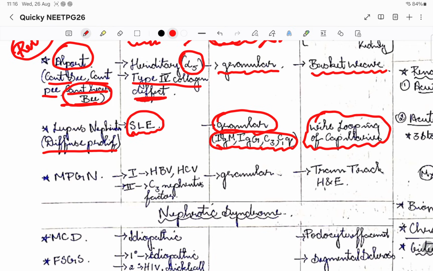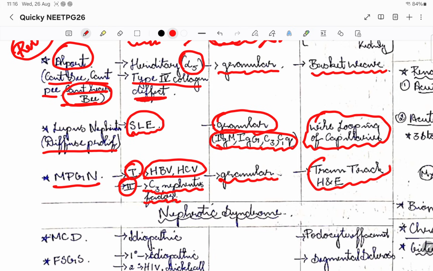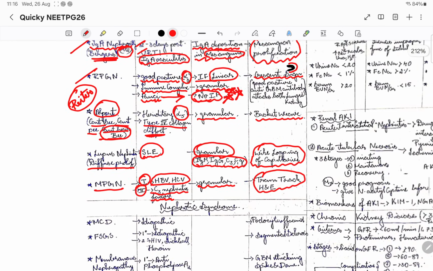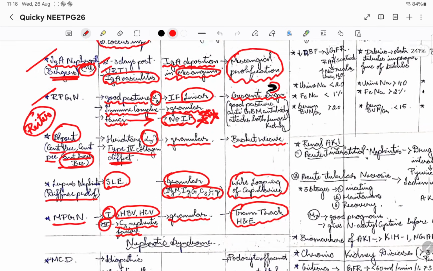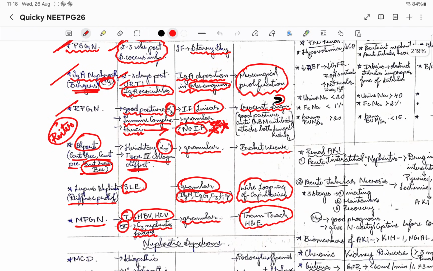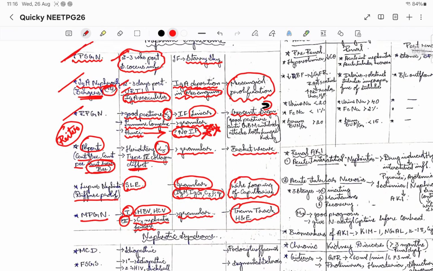Then coming to MPGN, membranoproliferative glomerulonephritis, there are two types, type 1 and type 2. If type 1 is happening, it is because of HBV or HCV, hepatitis B or hepatitis C. Or if it is type 2, it is going to be C3 nephritic factor. So this is the thing with MPGN. Here also it is going to be granular. If we take a histopathology on H&E, it looks like a tram track appearance. Basically, just by the history itself we can diagnose any of these, right? So that is the thing with nephritic syndrome.